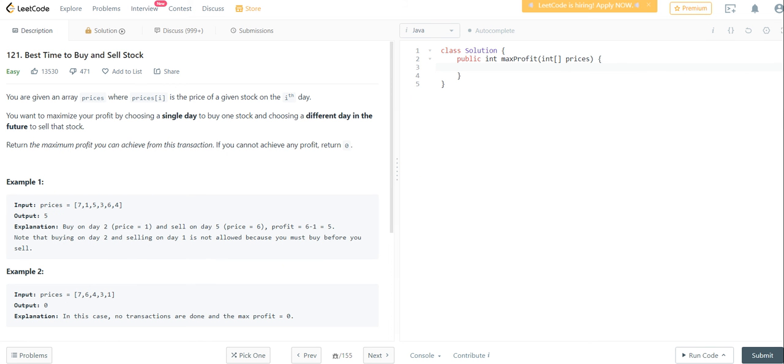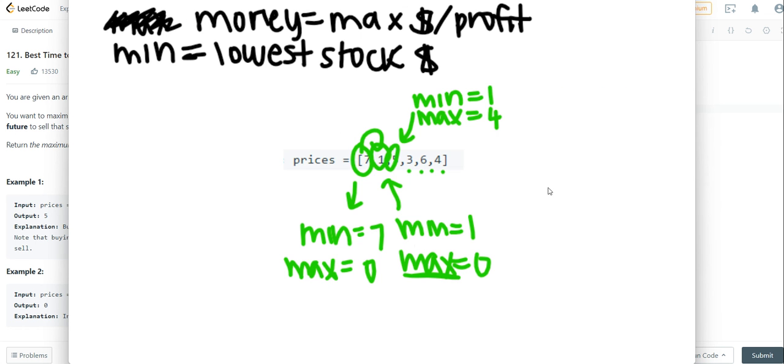So, like we just mentioned, we're going to have int money, and this is going to be 0, because that's how we initialized it here. And then we're going to set int min. This is just going to be prices of 0, and then we'll update it later. As we iterate through the array, if prices of i is less than min, then we just update min. That's what we've been doing the entire time right here.